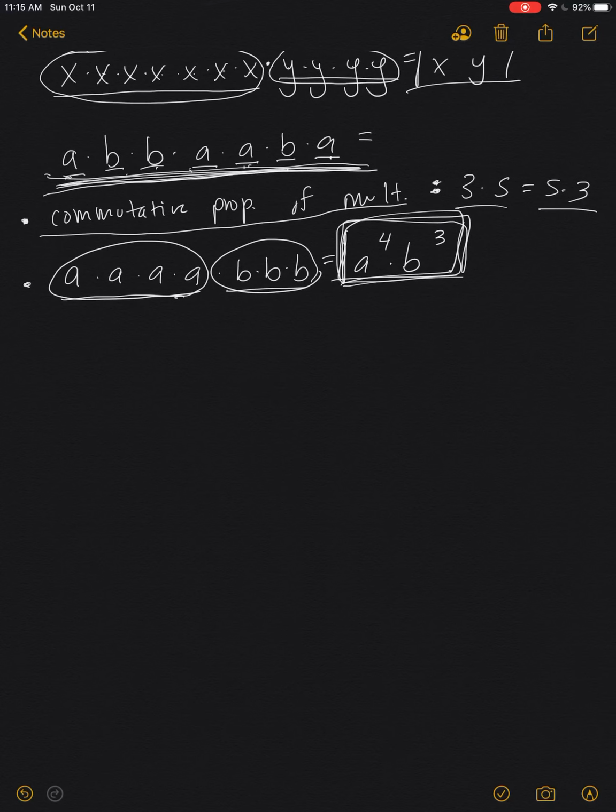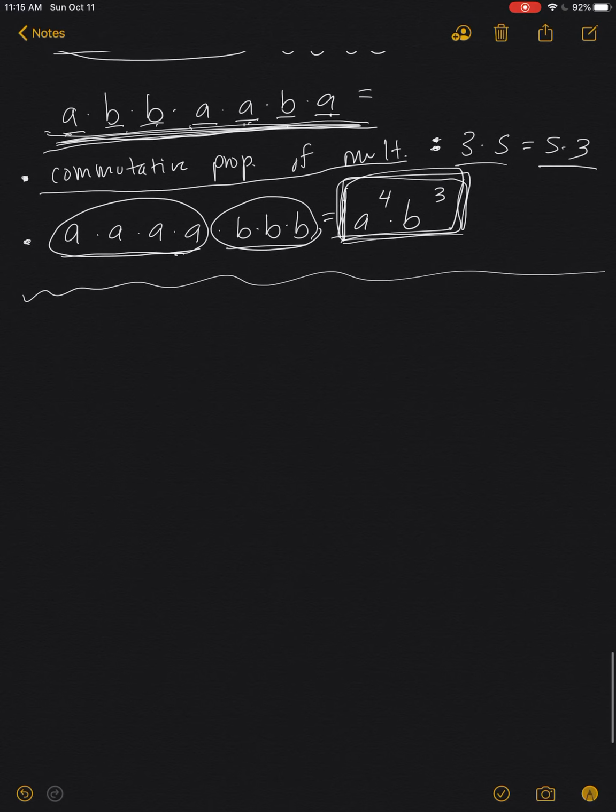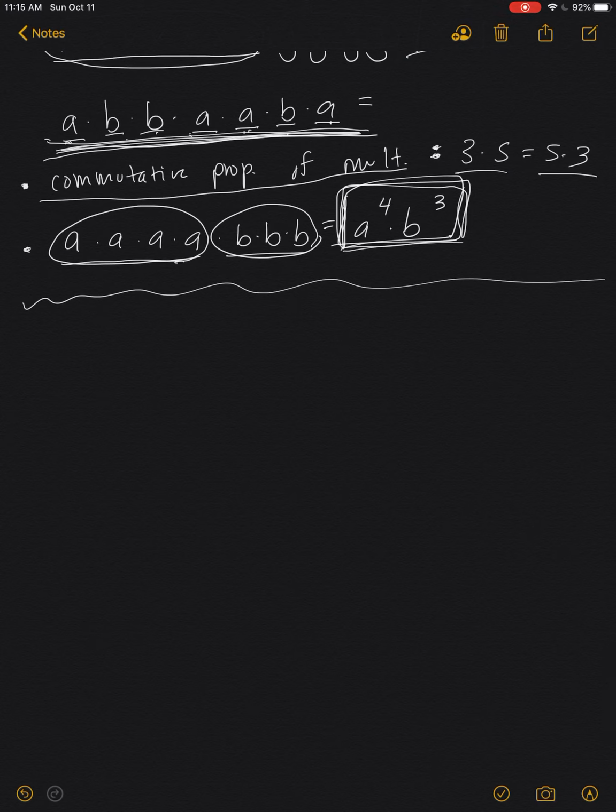Okay, so now I want to throw in some parentheses because it gets a little confusing. Parentheses has to do with grouping, and that's really important when it comes to exponents.